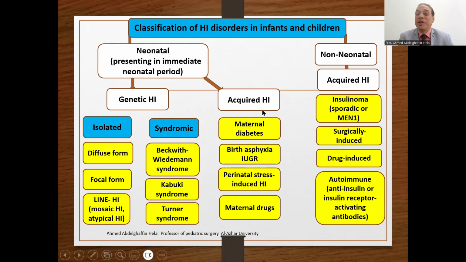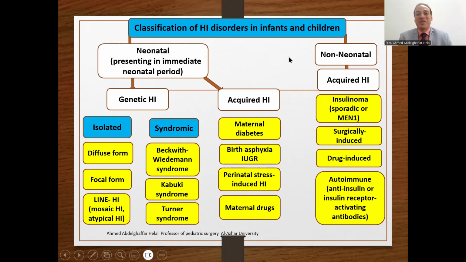Neonatal hyperinsulinism may be acquired, with maternal diabetes, especially gestational diabetes, which may lead to hyperinsulinism secretion, birth asphyxia, intrauterine growth retardation, perinatal stress-induced hyperinsulinism, and some maternal drugs. This is acquired and doesn't need genetic testing or surgery. That is neonatal, presenting in the immediate neonatal period.